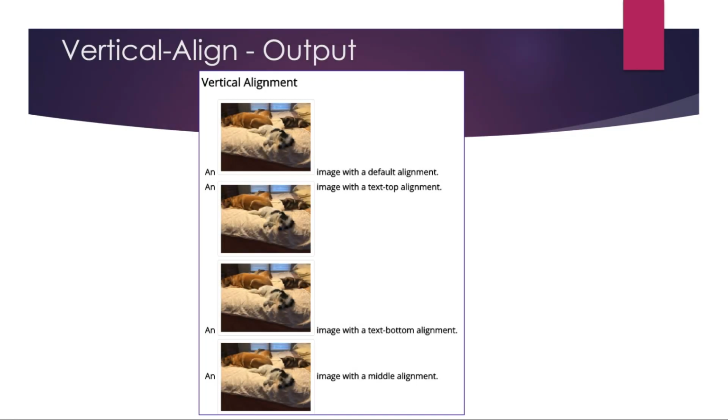Okay, so here is our output for the vertical align property. So the first one is the default, and you see the text is justified to the bottom. And notice that's the same as the text with the bottom align, so those are identical. The second one is the image with the text top alignment. And then one of the more pleasing ones for me anyway is the middle alignment, and that's the final one.